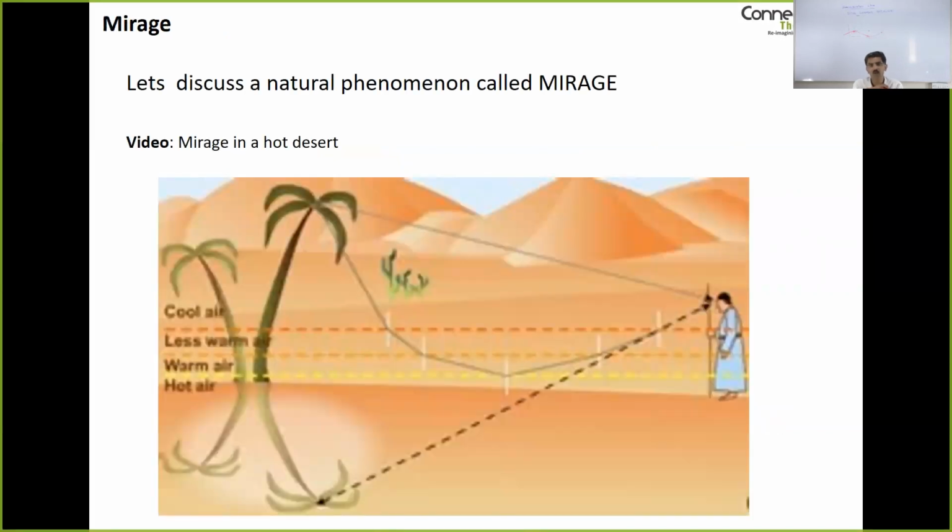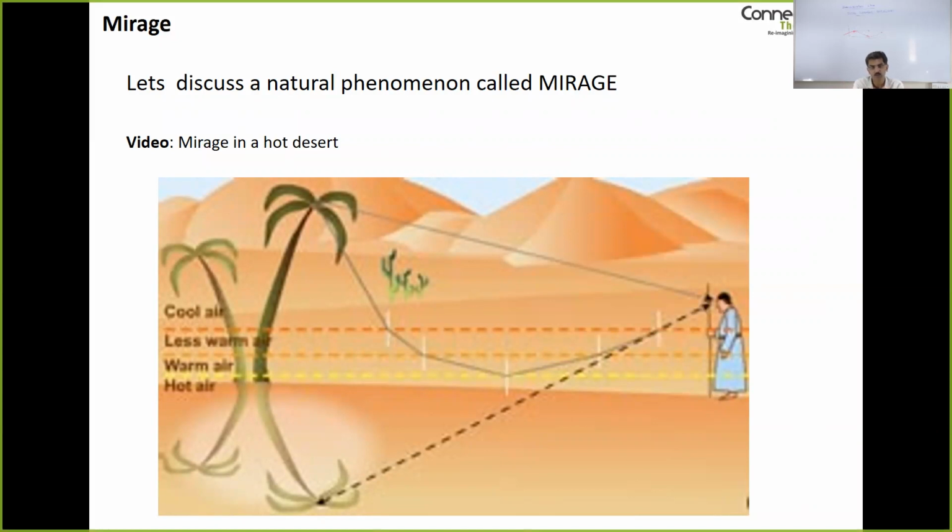Let us talk about a natural phenomenon called mirage. A mirage is a phenomenon where on a hot day, perhaps in a desert, you will see things that do not actually exist. You may see a pool of water, or you may see other images on the hot sand, but there will not be a pool of water there. It is just a reflection. Now, how is that explained?